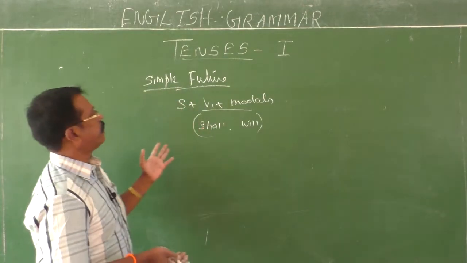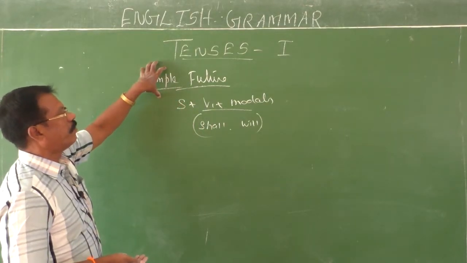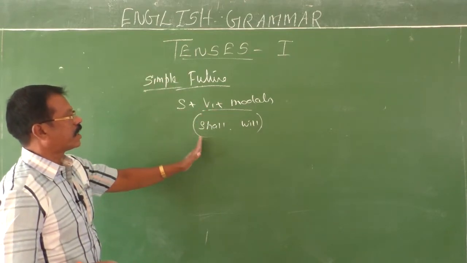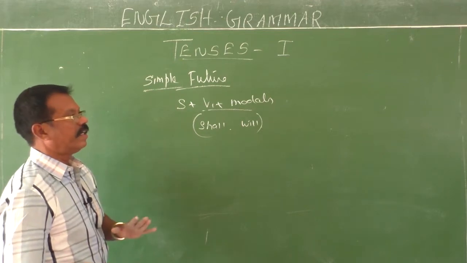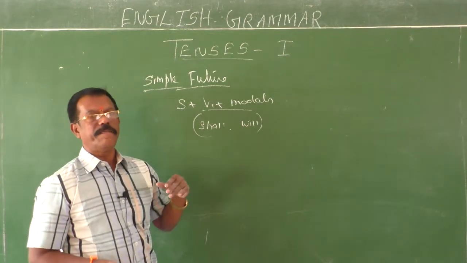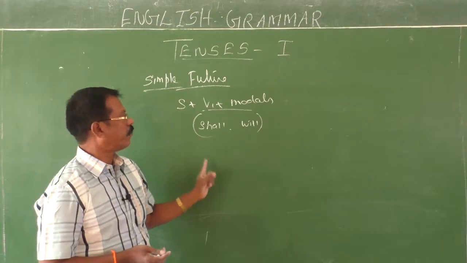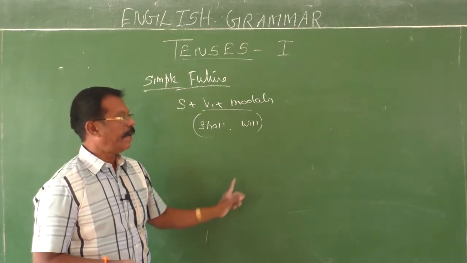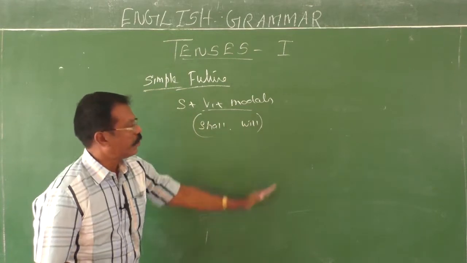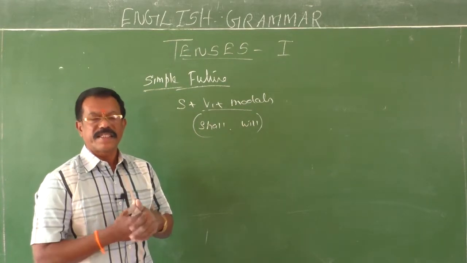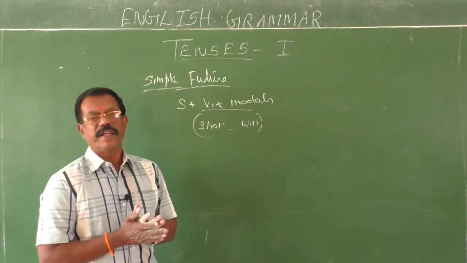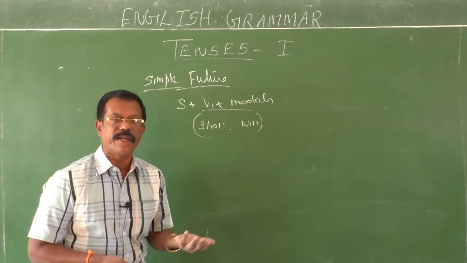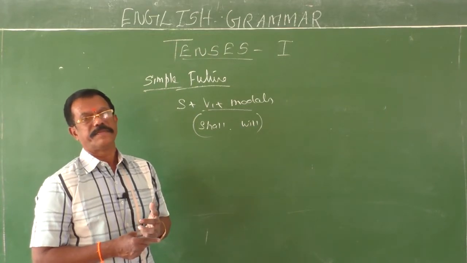So to make sentences in the future form, you have to follow this formula: V1 plus modals plus V1. So shall and will, can, should, would, they are all the modals. Shall past form should, will past form would, can past form could, may past form might and must. So these modals help us to frame sentences in future form. Okay, so we use this future tense to refer to an action going to take place in the near future.